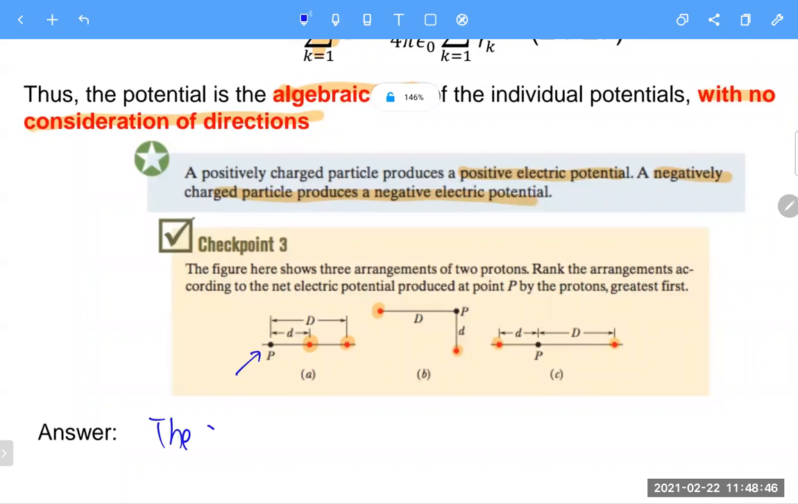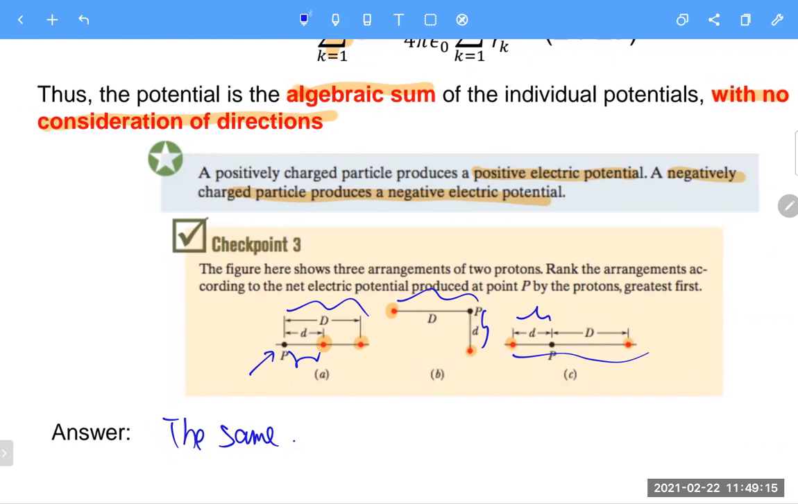The same. Because we only consider the algebraic sum, and all of them are protons, this one should be the same as this one, and this one should be the same as this one. You don't need to consider the E field.